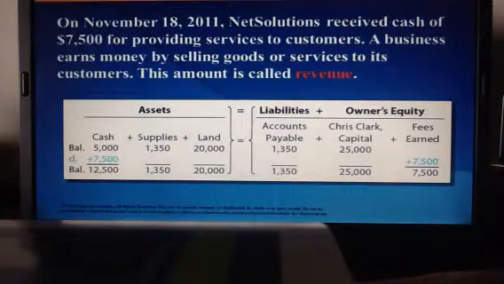Next transaction on November the 18th, they collected some cash from providing services to customers. The money that the business earns by selling goods or services to its customers is called revenue. Since this is a service organization, the type of revenue we're going to earn is called fees earned. And notice we collected that in cash, so cash increased $7,500, and fees earned, which is revenue, and it's part of owner's equity, increased $7,500. And they recomputed the balances again just to make sure the left-hand side of the equation still equals the right-hand side.